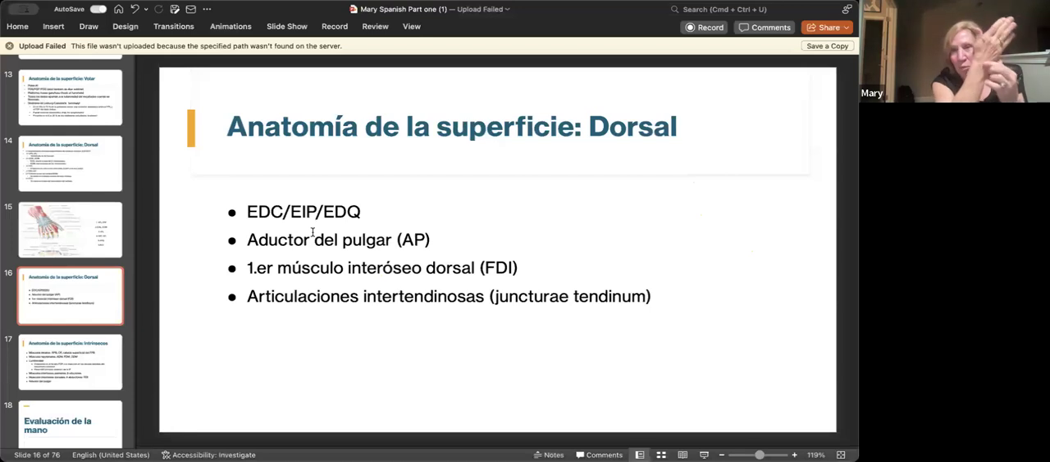Another muscle that's pretty important that we'll talk about a lot is the adductor pollicis, and that's here. So if you adduct your thumb, you'll see that's a muscle belly.